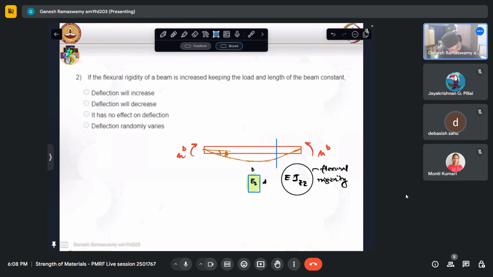So if this were to increase, we know that deflection, represented by V, is inversely proportional to it. So if this were to increase, then naturally our deflection will decrease.